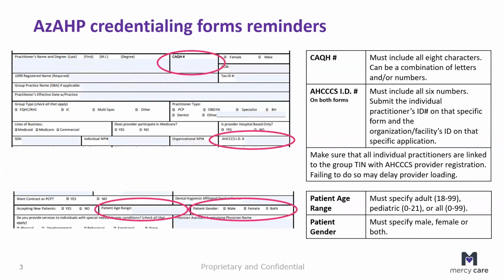The next field is the patient age range. We want to know what age range that your agency sees. For pediatric, in this field, you're going to put 0 to 21 if you see pediatric. If you see adults, you're going to put 18 to 99. If you see all ages, then you're going to put 0 to 99. The next field is the patient gender. We want to know what genders that you see at your office. You must specify if it's male, female, or both if you see both genders.